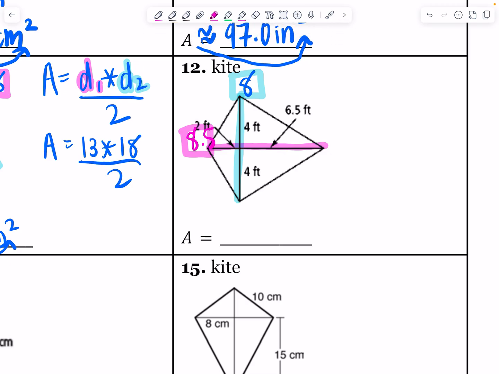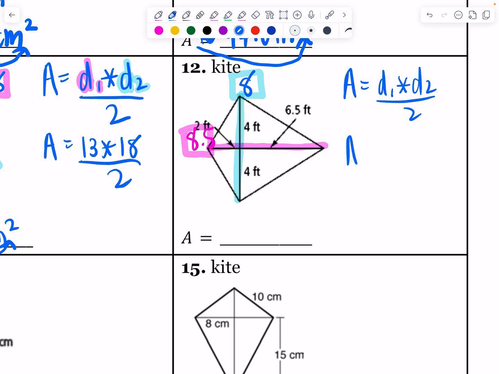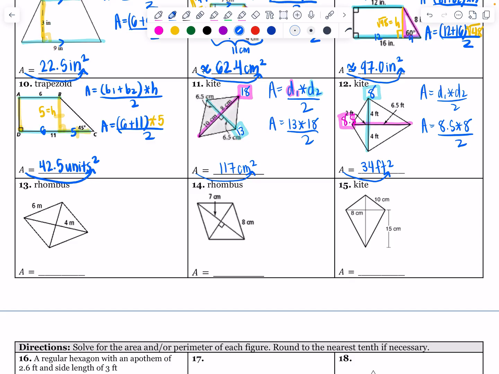And so what we are going to do is area equals D1 times D2 divided by 2. So that is going to be equal to 8.5 times 8 divided by 2. So let's type that in. 8.5 times 8 divided by 2. 34 feet squared. This is area. Area is always going to be in units squared. All right, so that is for our kite.